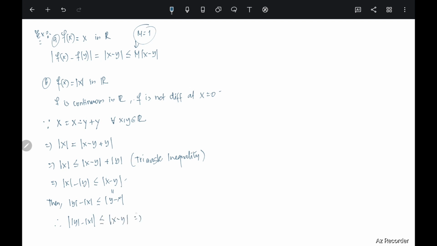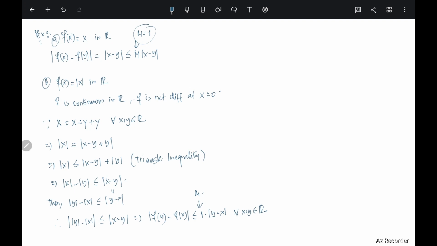Okay, so what does that give you? That gives you that the modulus of f of y minus f of x is always less than or equal to 1 times mod of y minus x, or x minus y, doesn't really matter. So this holds for all x, y in R. This 1 is your m, right? So f of x equals mod x is Lipschitz continuous over the whole interval R.